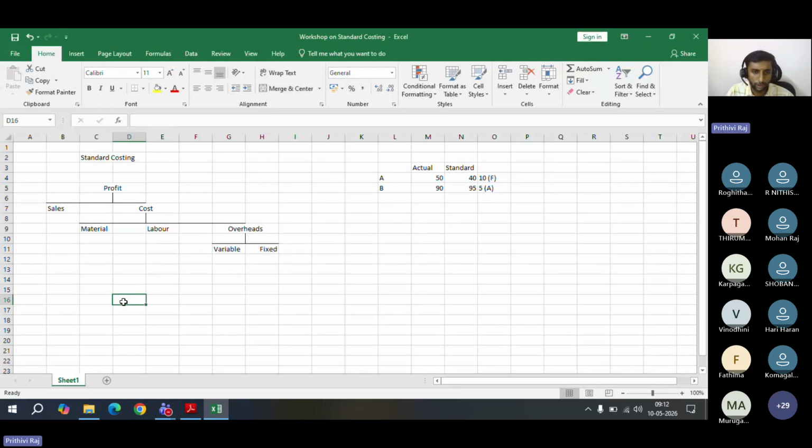Before going to the variances, we want to know the difference between standard and budget, because people often confuse the two. Your budget number is not your standard number. Budget is different, standard is different. For example, we have 900 quantity, and the value is 90,000. I'll put quantity and value.